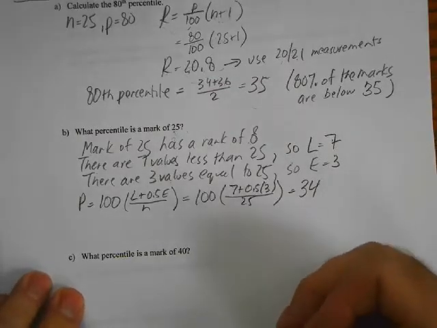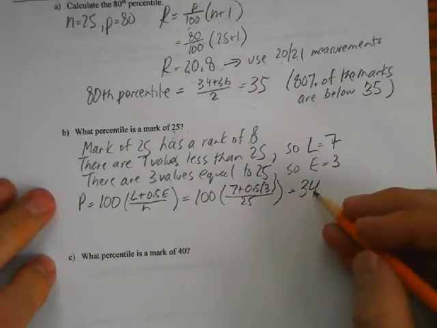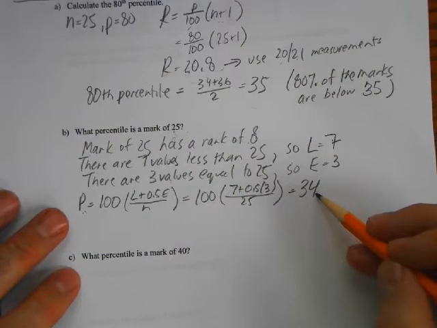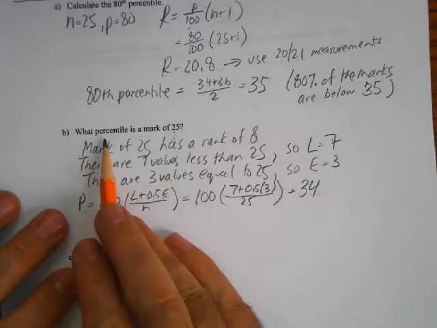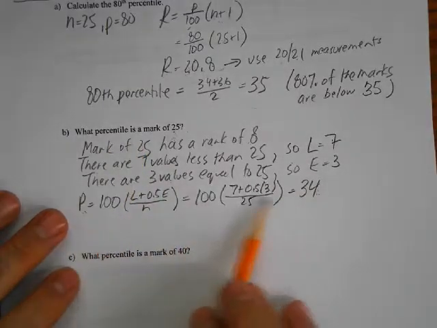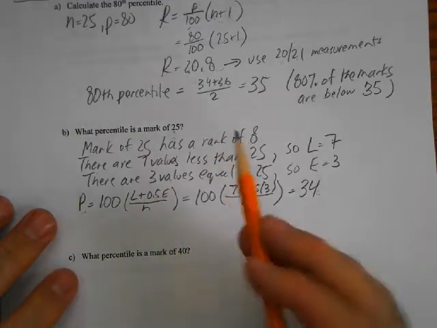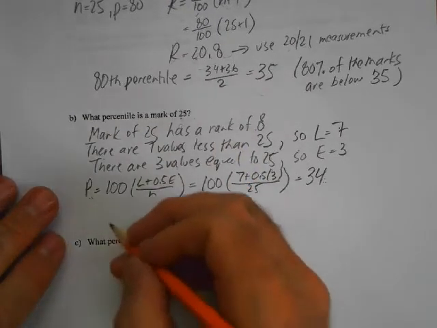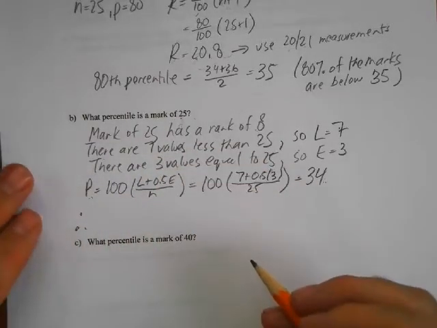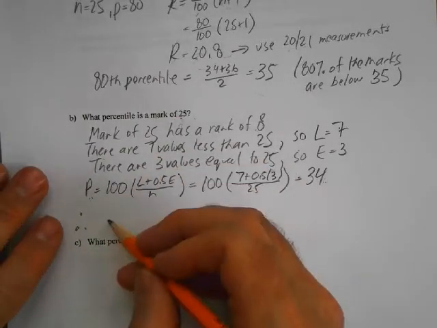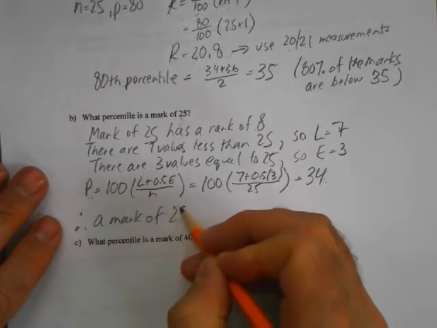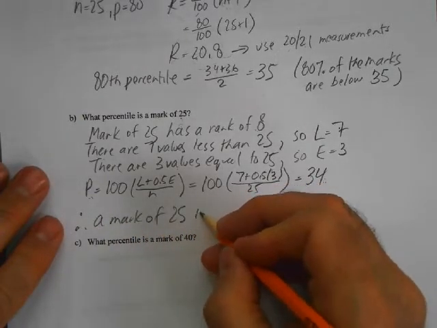Okay, now this is actually giving the percentile, right? Instead of the ranking. So this is our answer. It's asking what percentile is it. This formula gives the percentile. You don't have to go back to your list and start counting. So basically the answer to the question, what percentile is a mark of 25, is that a mark of 25 is in the 34th percentile.